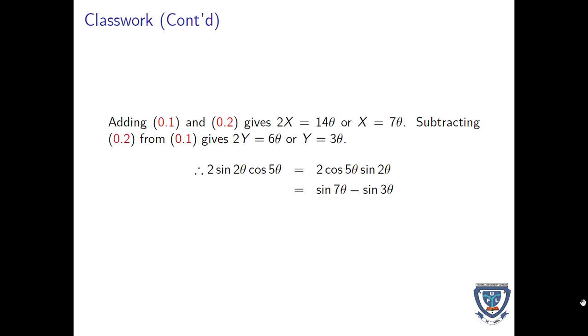So we'll call them equation 1 and equation 2. Adding the two equations together will give us that x will be equal to 7 theta, while subtracting the two equations will give us y equal to 3 theta. So substituting that into our factor formula, we are going to have that 2 sine 2 theta cos 5 theta will simplify to sine 7 theta minus sine 3 theta.